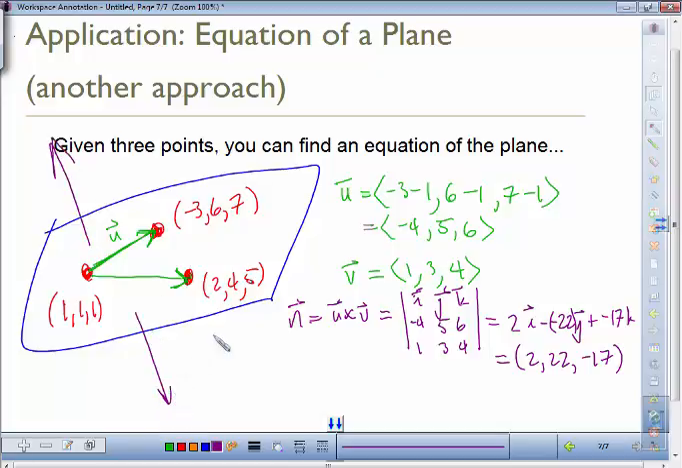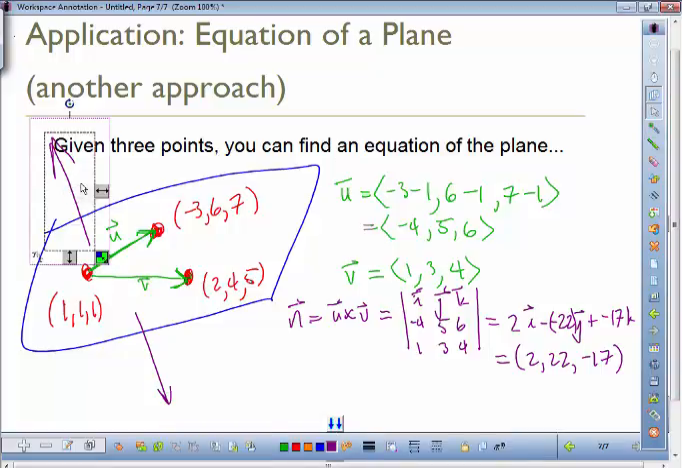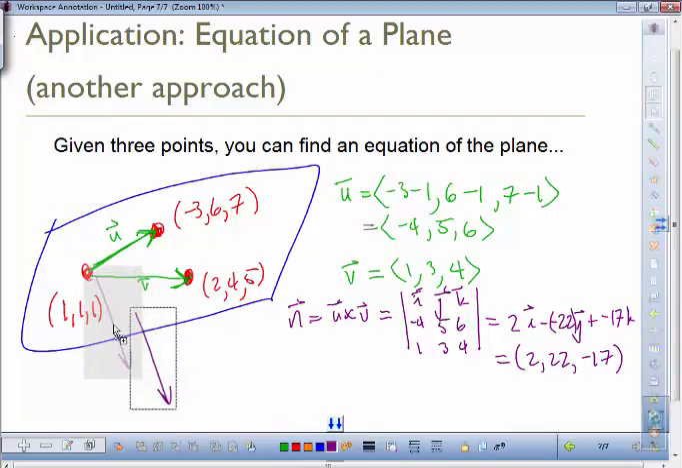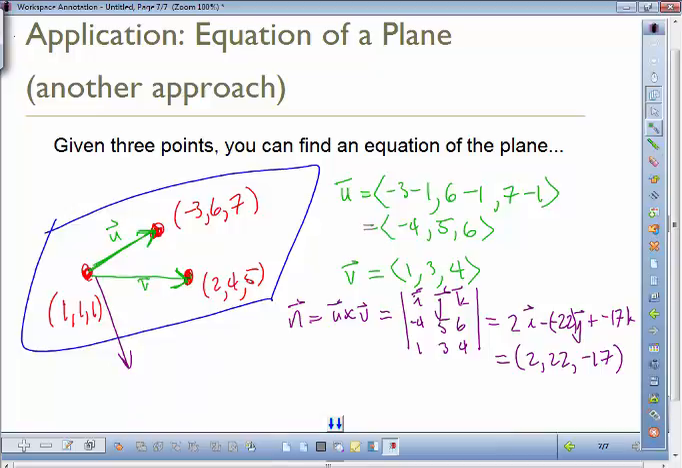I drew two normal vectors on my plane. Which one is it? The one going up or the one going down? Right hand rule. I didn't label V, but U is that first vector. This is V. So which one is it? The one going down. So that's a normal vector that we just found.